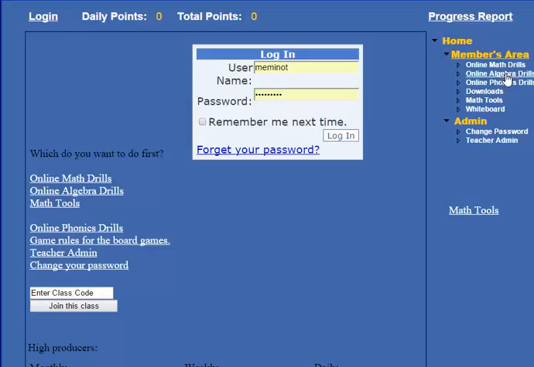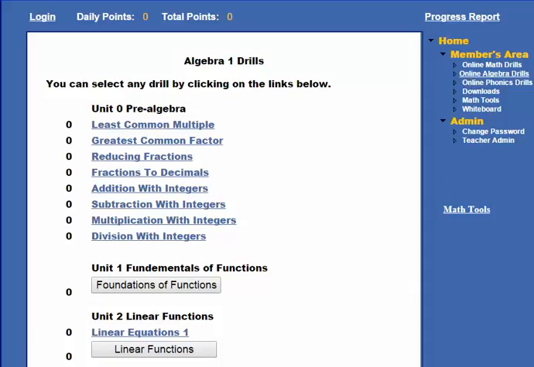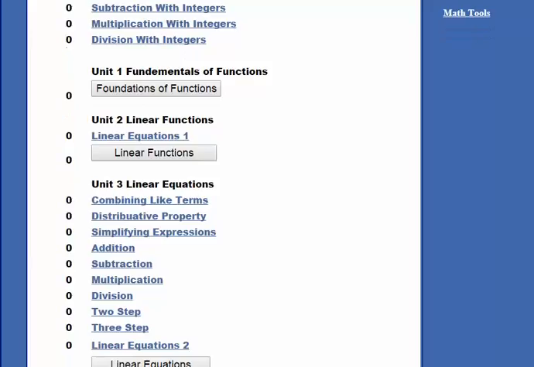This video is for online algebra drills, simplifying expressions.